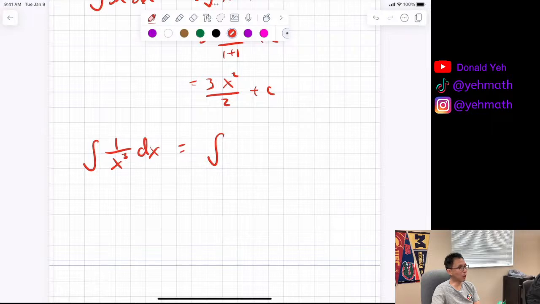So, first of all, I cannot take an integral at this moment. I have to use the negative exponent rule to change it to x to the negative third power dx. The reason why is that now I can use the power rule to integrate this.